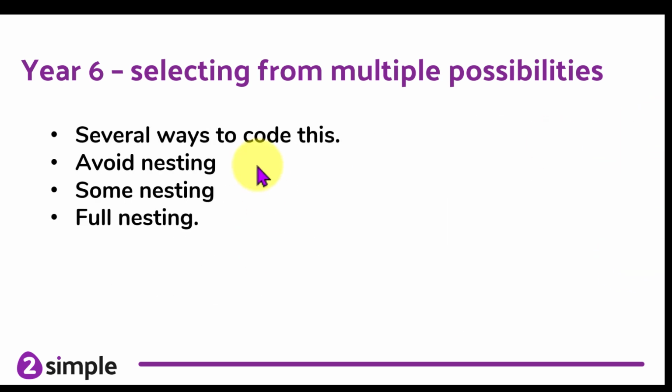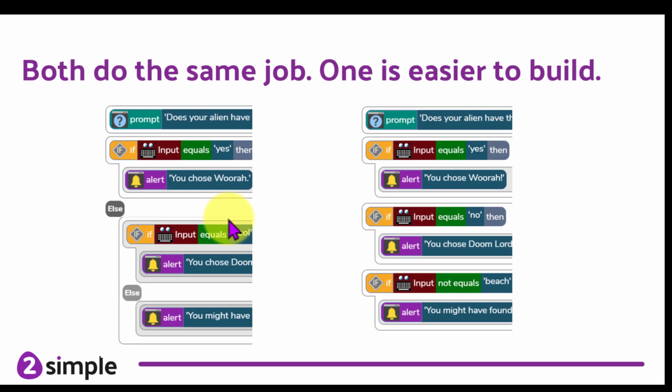So we've got the 3 different ways of doing this. We can either have no nesting at all and just use lots of ifs. We can have some nesting, or we can have lots of if-elses, which gives us the full nesting. And they will look like this.